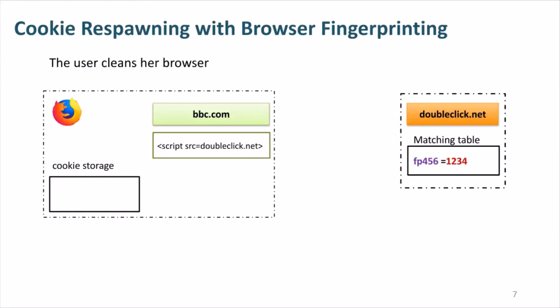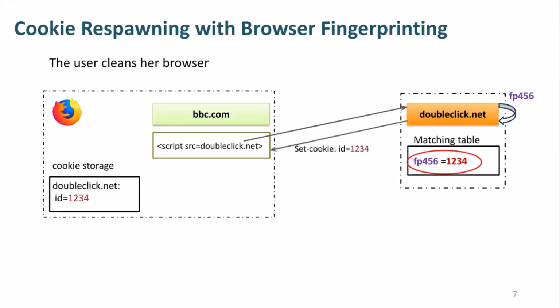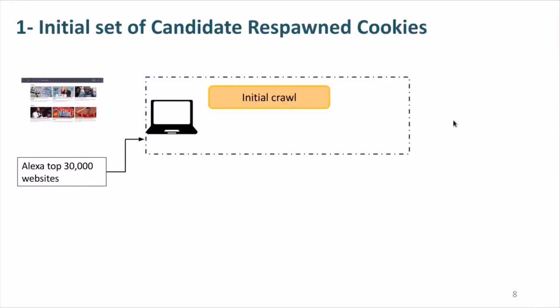Now let's say that the user cleans her browser, including cookie storages, and revisits the bbc.com website that still includes the script from DoubleClick. A request once again is sent to DoubleClick that will generate the same fingerprint, FP456, check the matching table, extract the corresponding identifier, 1234, and set back a cookie with the same ID 1234 on the user's browser storage.